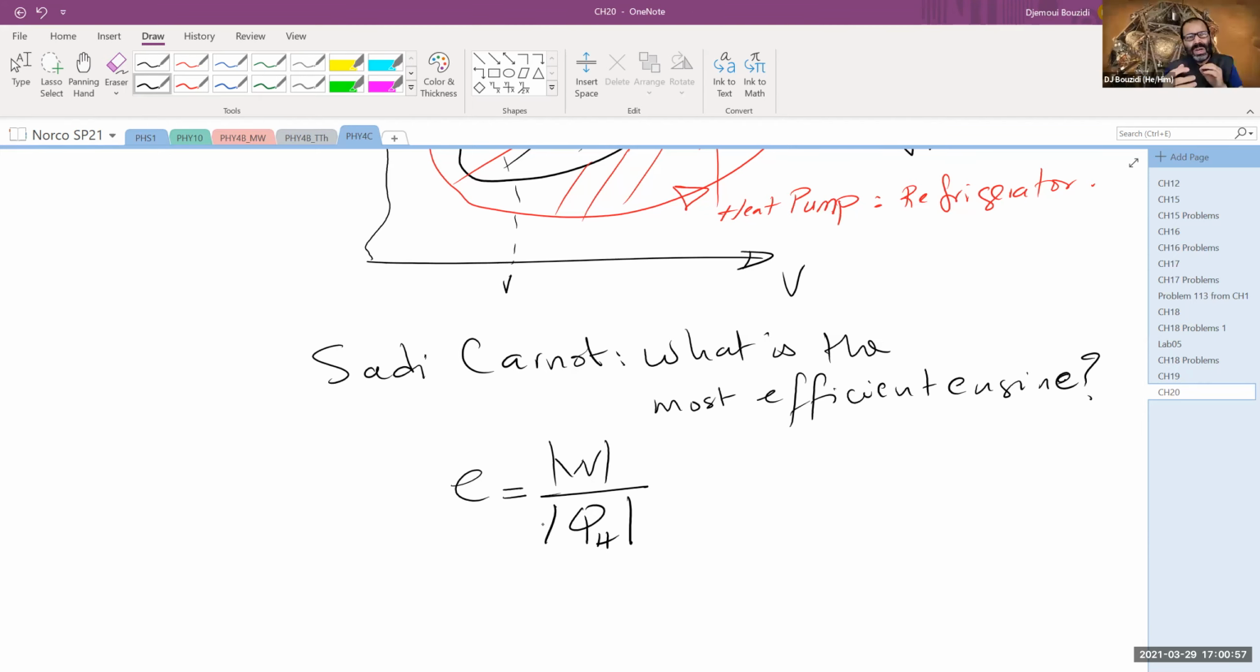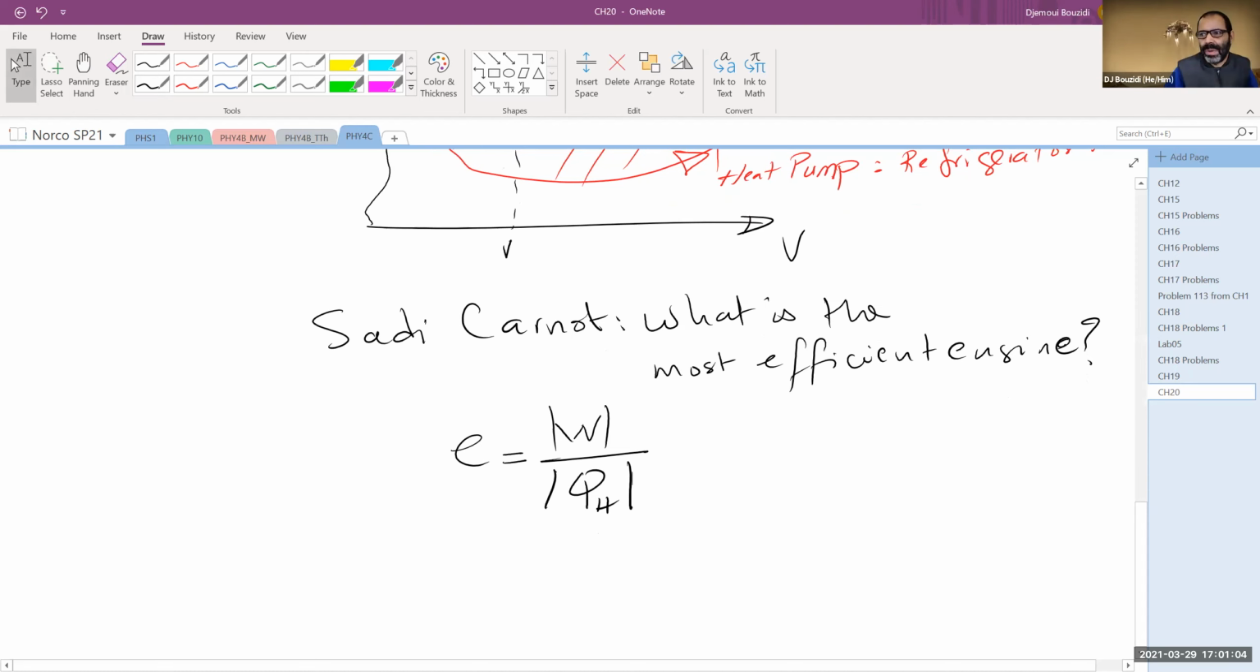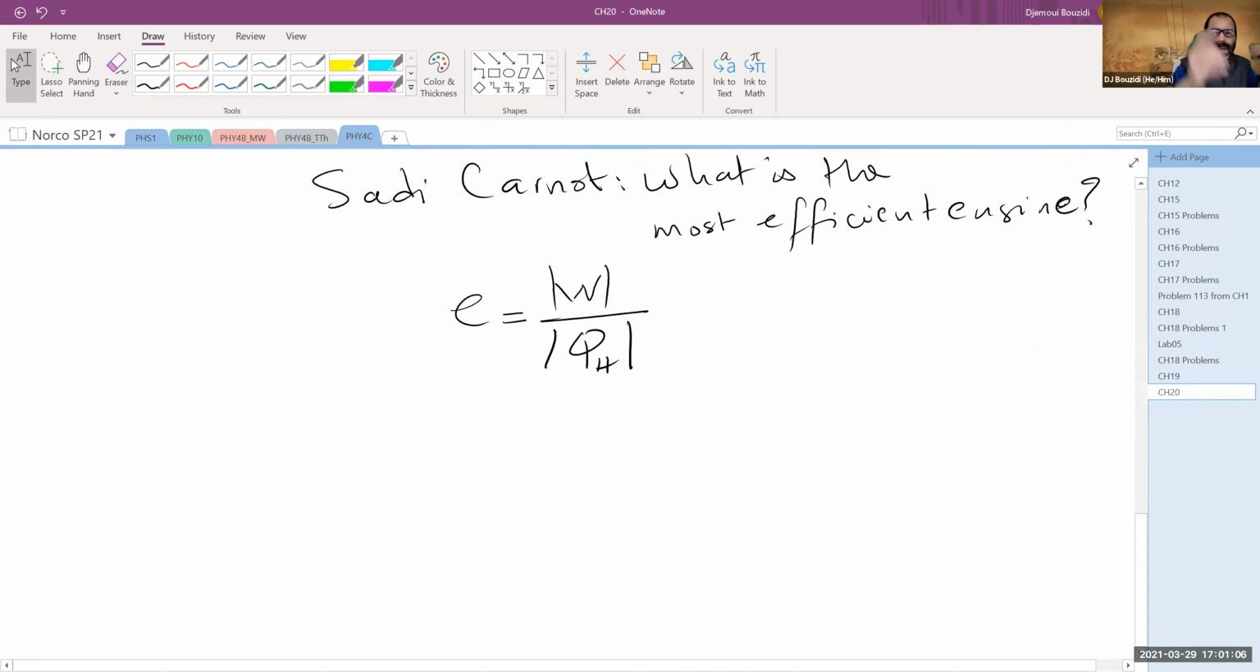So that's why we don't focus a lot on the refrigeration or heat pumps, because actually they're just a process backward. This is how you can envision the picture, at least in your heads, okay? You have a source of heat sitting at temperature T hot. You have a cold source sitting at T cold.